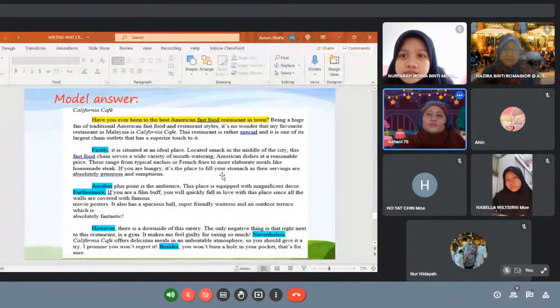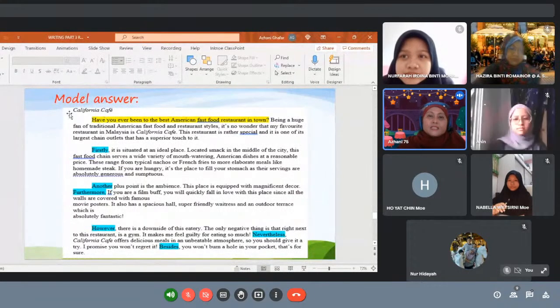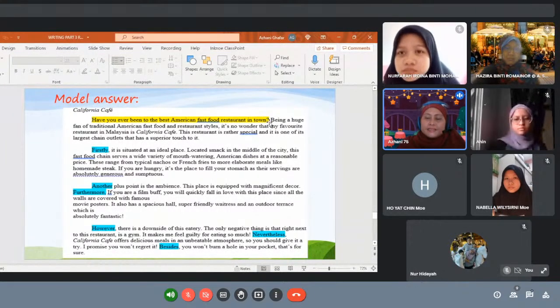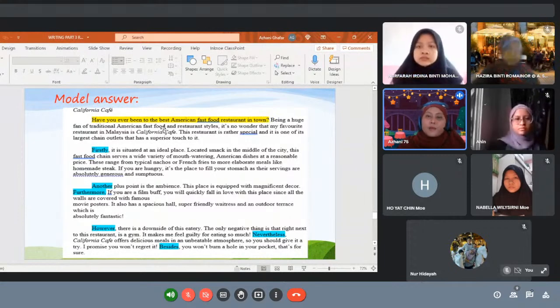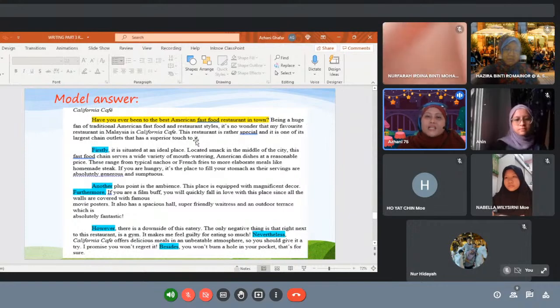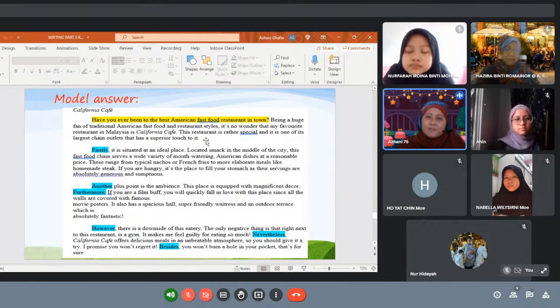Okay, model answer. So this student has imagined that it's California Cafe. What I have highlighted here in yellow is, have you ever been to the best American fast food restaurant in town? Remember, you want to have a title and you want to start your review with a question. Being a huge fan of traditional American fast food and restaurant styles, it's no wonder that my favorite restaurant in Malaysia is California Cafe. This restaurant is rather special and it is one of the largest chain outlets and has a superior touch to it. So it's basic information about this restaurant, chain outlet.